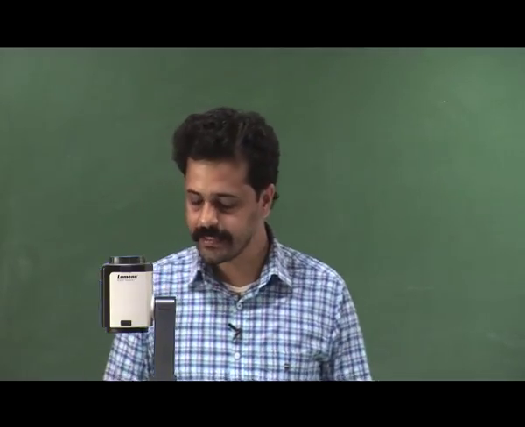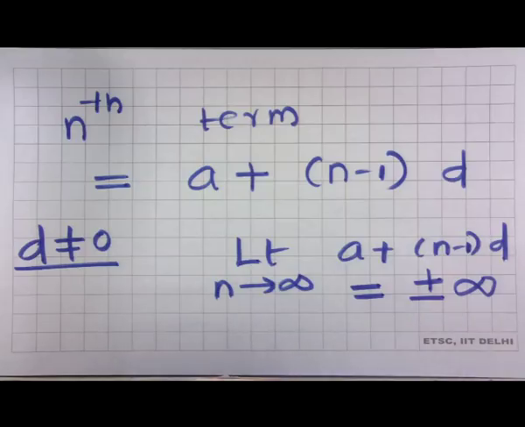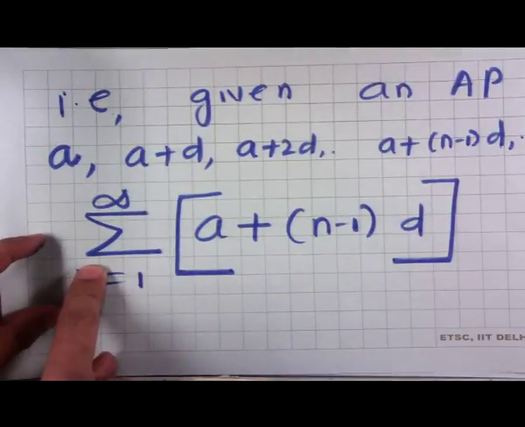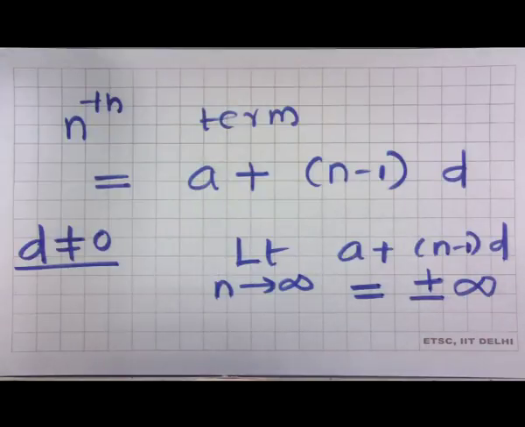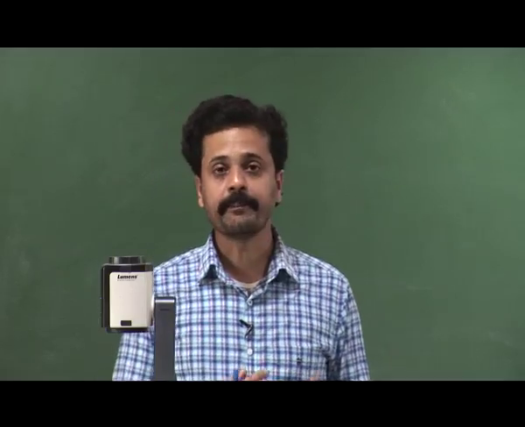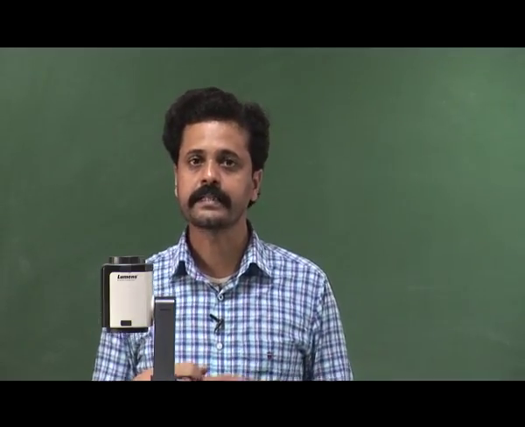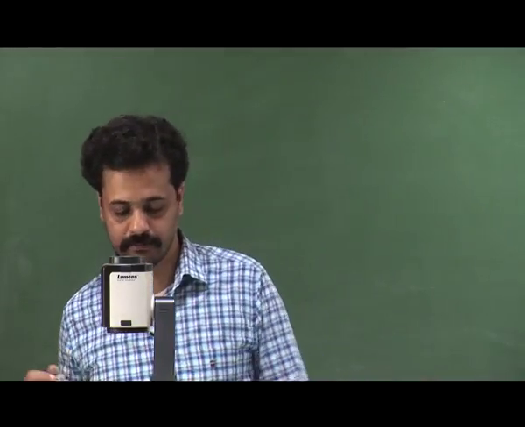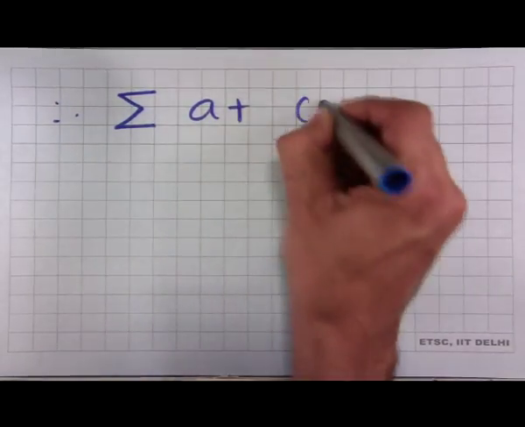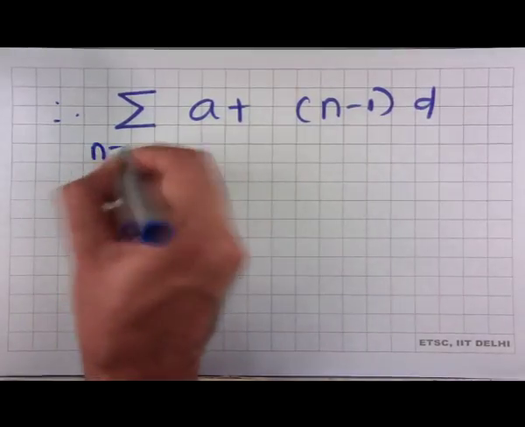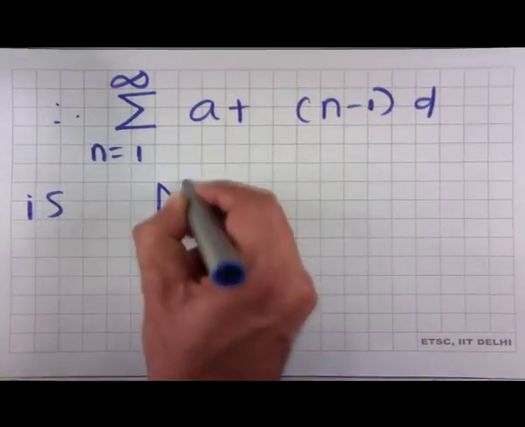What we observed is that the nth term of the series that we are interested in, namely the arithmetic series, does not come close to 0 when n becomes large. Therefore, by the previous observation we had, the corresponding series is not summable. Therefore, summation of a plus n minus 1 d, n equal to 1 to infinity, is not convergent.